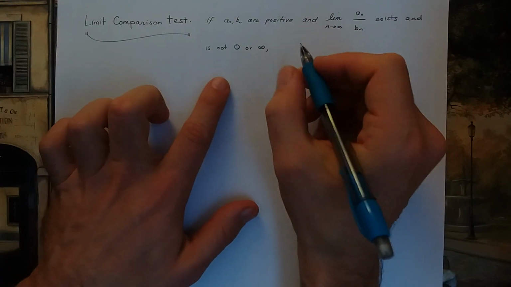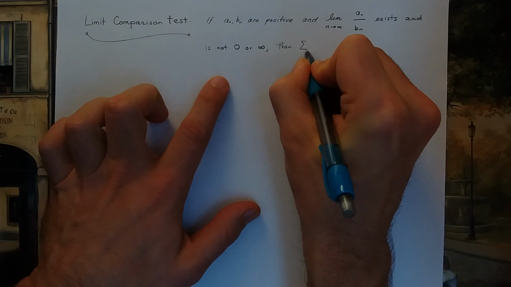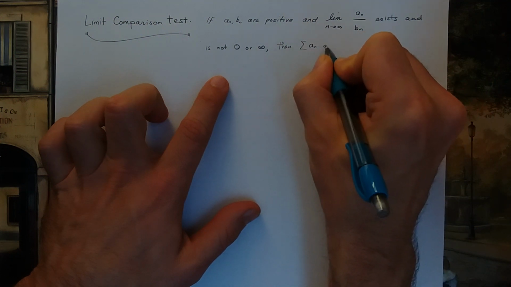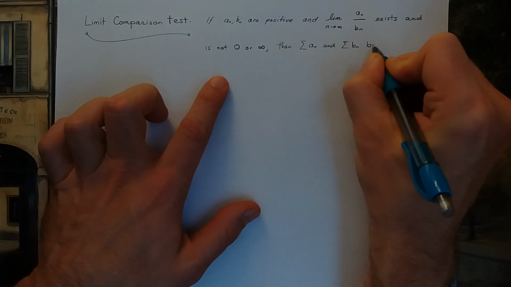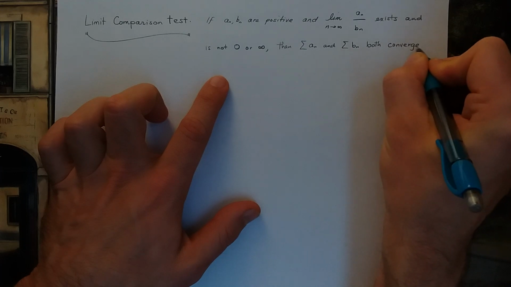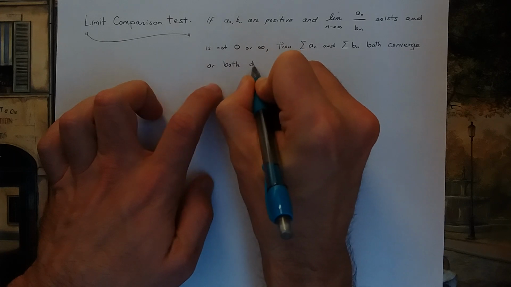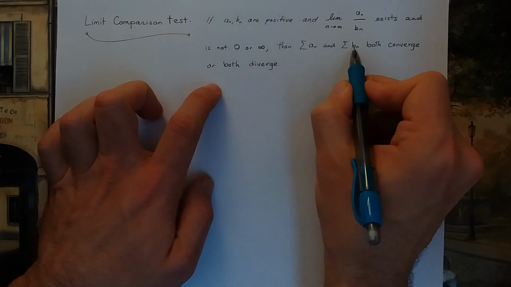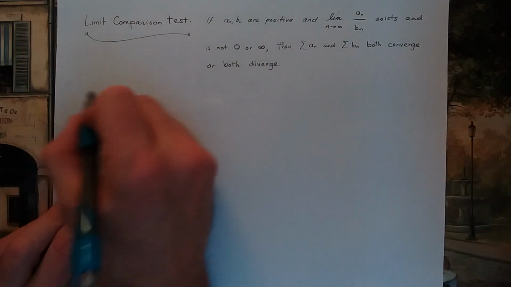So if that's the case, then the sum a_n and the sum b_n both converge or both diverge. So these sums do the same thing. They either both converge or they both diverge.